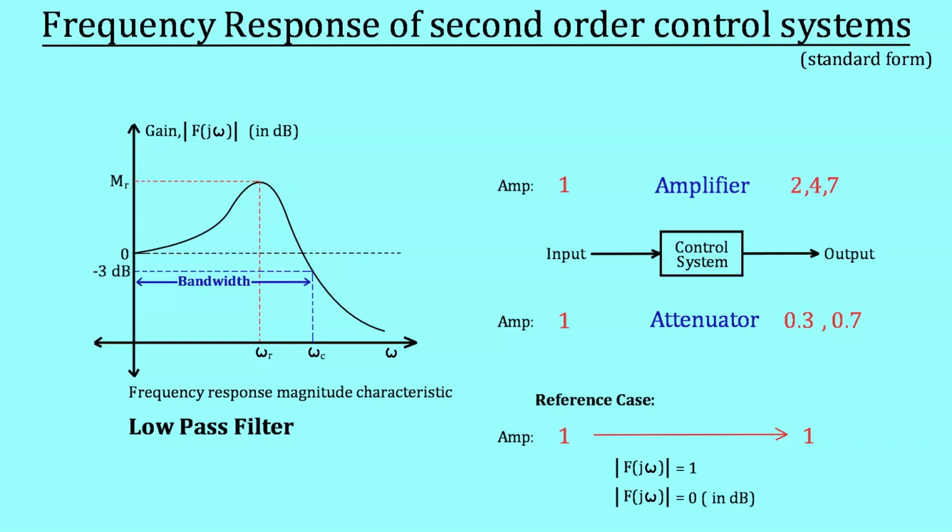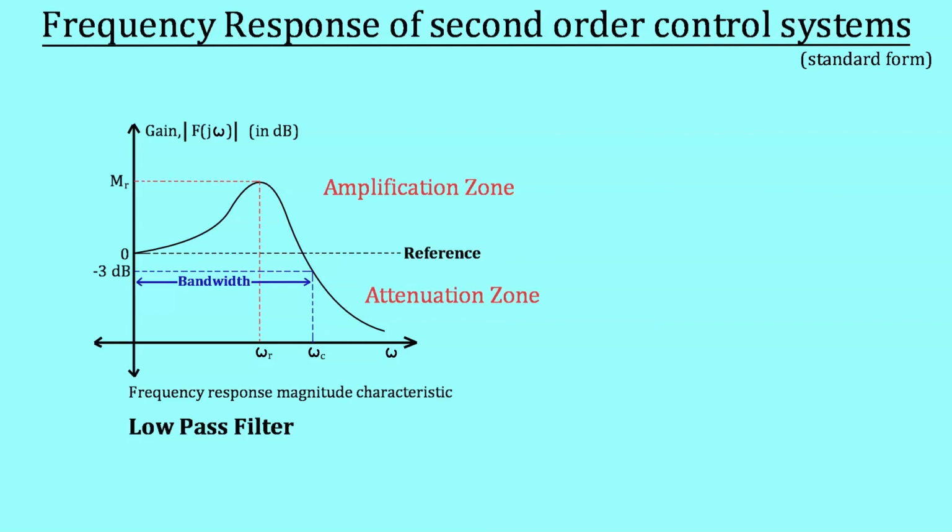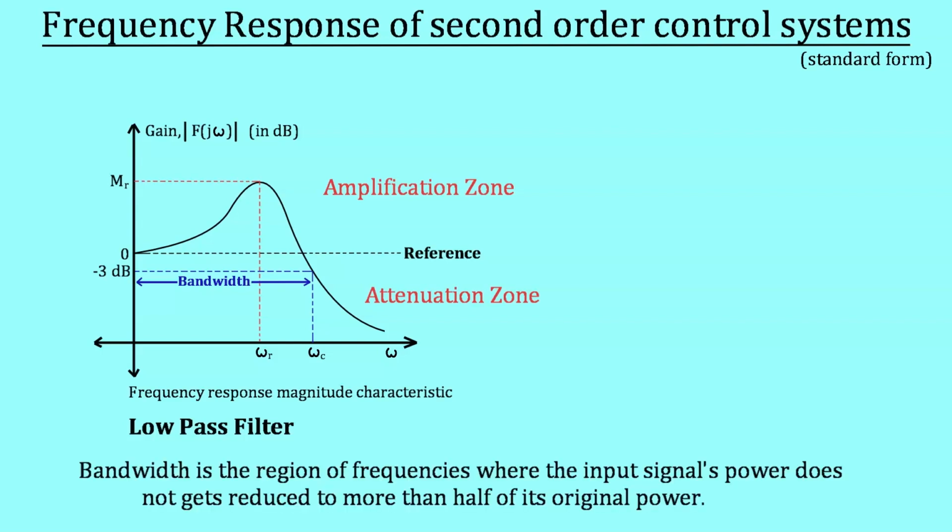Now if we try to put all these data in the graph, then we can see that 0 is the difference line and above it is the amplification zone of the transfer function and below that is the attenuation zone. In reality, bandwidth is the region of frequencies where the input signal power does not get reduced to more than half of its original power. This is the exact definition of bandwidth which you should keep in mind.